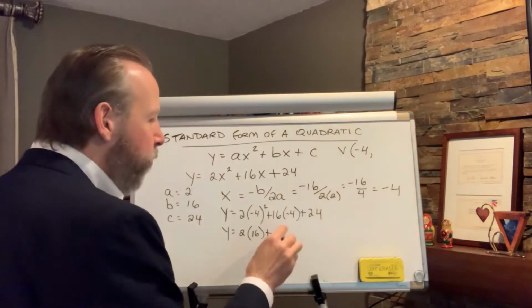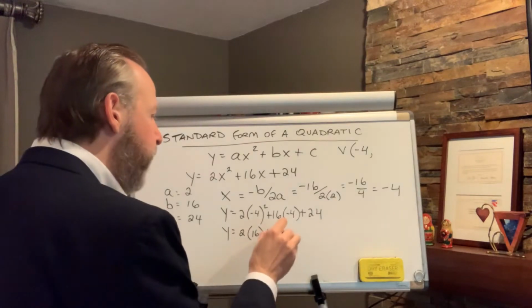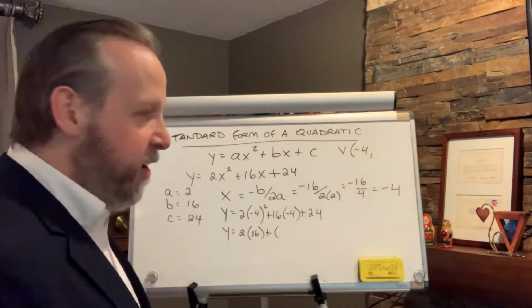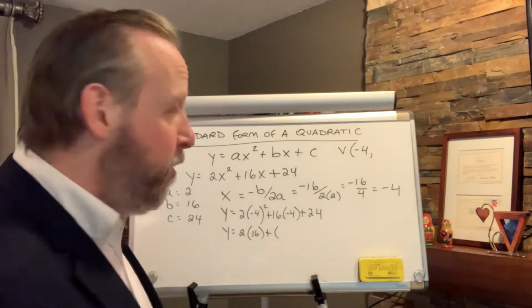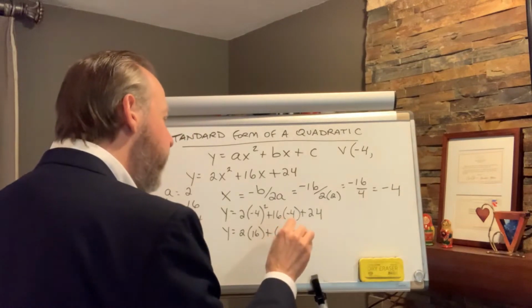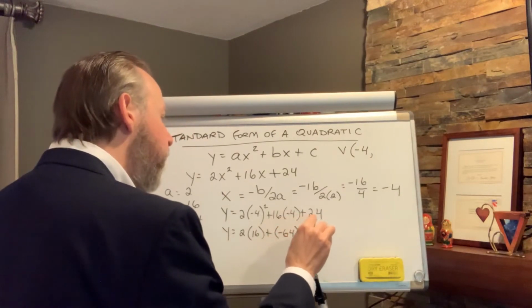Plus, well, what is 16 times negative 4? I could certainly do that here. 16 times 2 is 32, so twice that. Negative 64 plus 24.